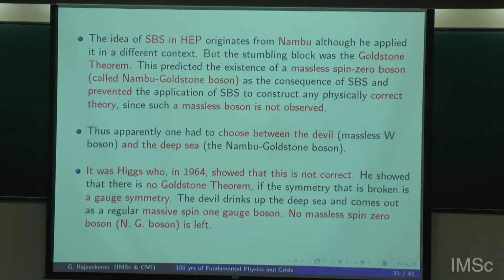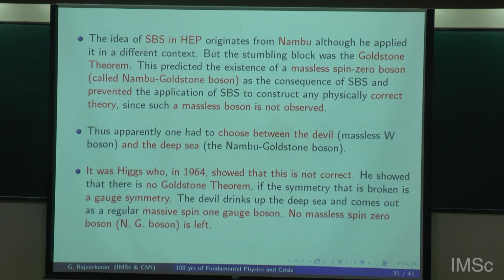Thus, apparently one had to choose between the devil, I call the massless zero mass W boson, and the deep sea. See, the W boson will be massless if there is no spontaneous symmetry breakdown. But if you apply spontaneous symmetry breakdown, then there is a zero mass Goldstone boson. So you have to choose between the devil and the deep sea.